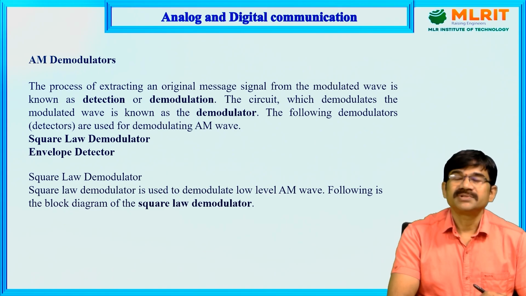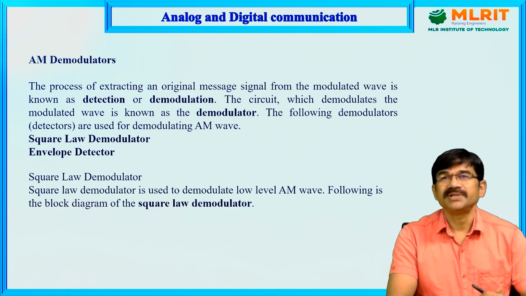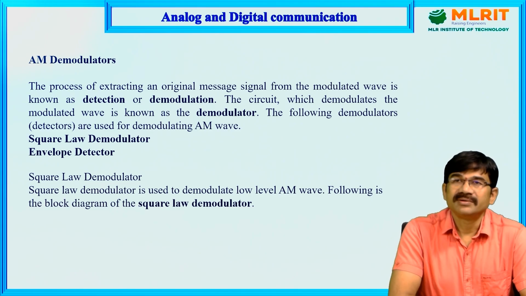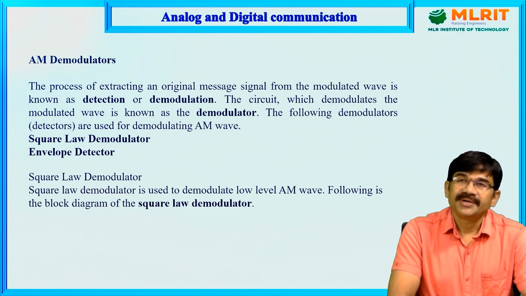What is the purpose of the detector? We transmit the original information signal along with the carrier. The carrier signal is used for modulation, and its characteristics change according to the original information signal. That signal is transmitted from the transmitter side, containing the carrier signal and the original information signal, and propagates through free space in the form of electromagnetic waves. At the receiver, we receive it through an antenna.